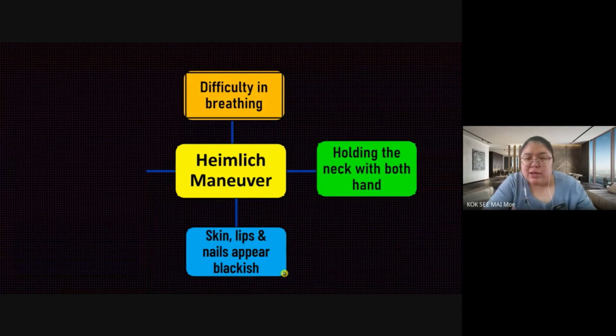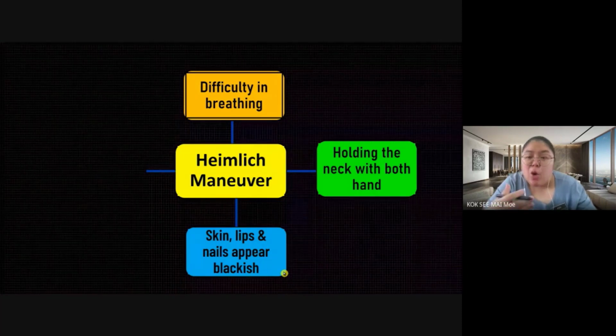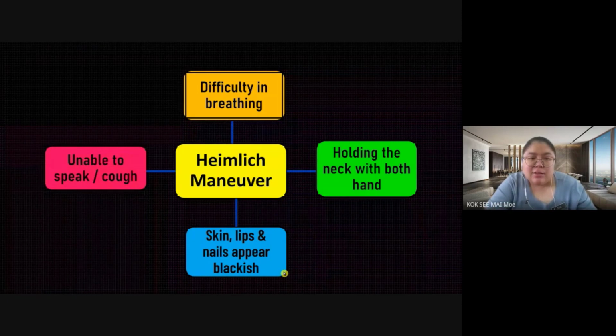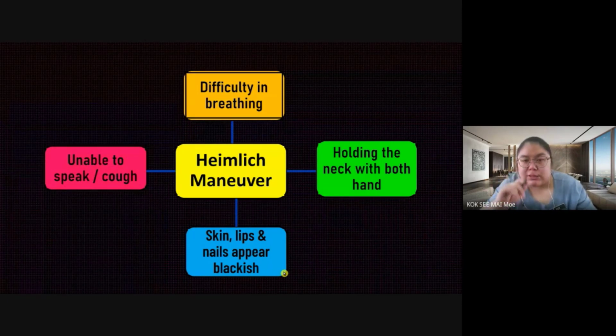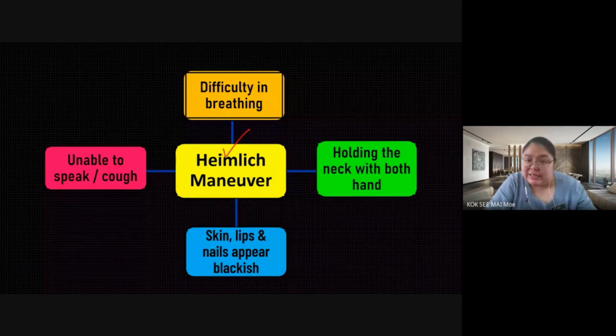Okay, they cannot breathe already, maybe for some time. So the skin, the lips, and the chin become black in color, a little bit blackish. After that, they're holding the neck, unable to speak and keep coughing. So this is a very important situation. When you see this situation, you need to apply the Heimlich maneuver. So these 4 things are the symptoms for choking.